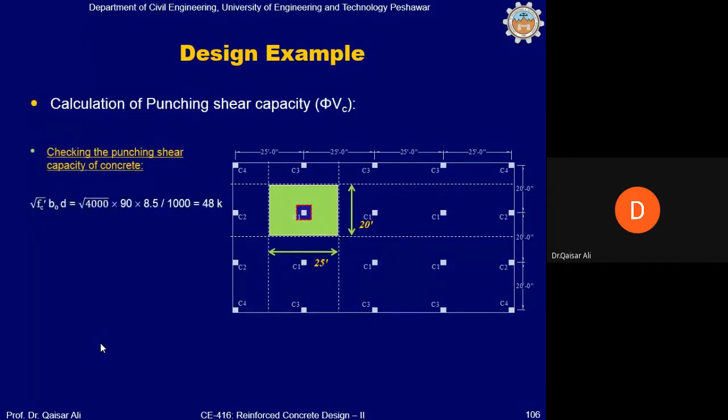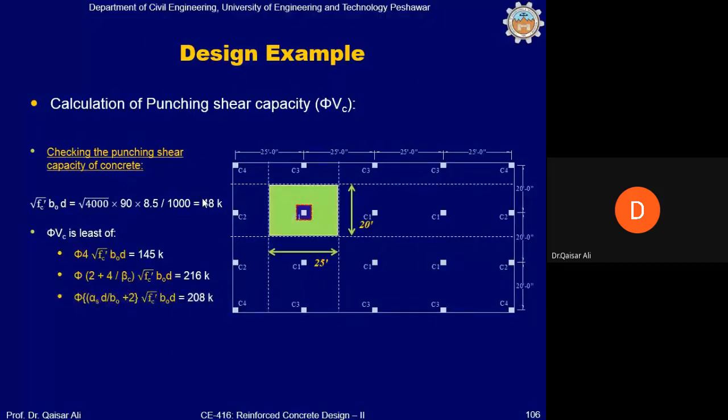Okay, now punching shear capacity. If we calculate this term as C prime B naught D, because this is common to all the three equations for phi Vc, this comes out to be 48 kip. The first equation gives us a value of 145 kip. The second equation gives a value of 216 kip. The third one, 208 kip. The least is 145 kip.